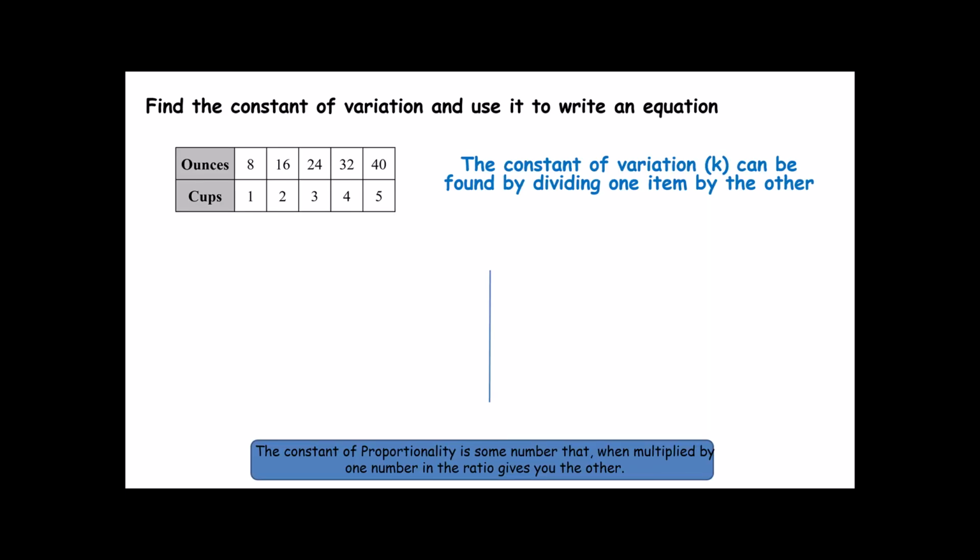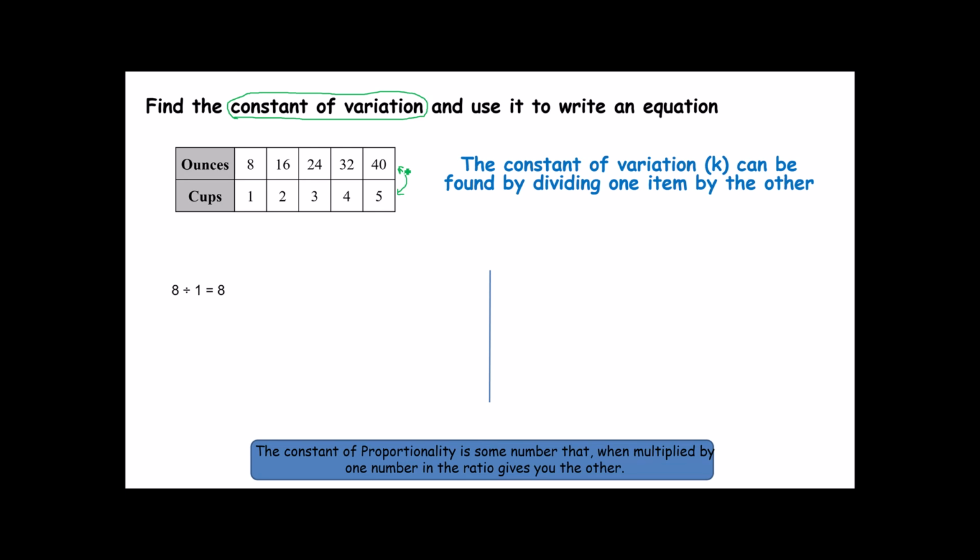Find the constant of variation and use it to write an equation. The constant of variation k can be found by dividing one item by another. Let's talk about that a little bit. In this case, I've given you a set of ratios. It looks like it's comparing ounces to cups, ounces to cups, ounces to cups, and so on. I specifically tell you here that you have to find the constant of variation. That's one of our 5 methods, which means I'm trying to say the top number times what equals the bottom number, or the bottom number times what equals the top. Can you figure that out? Hopefully you didn't have too much trouble with that.